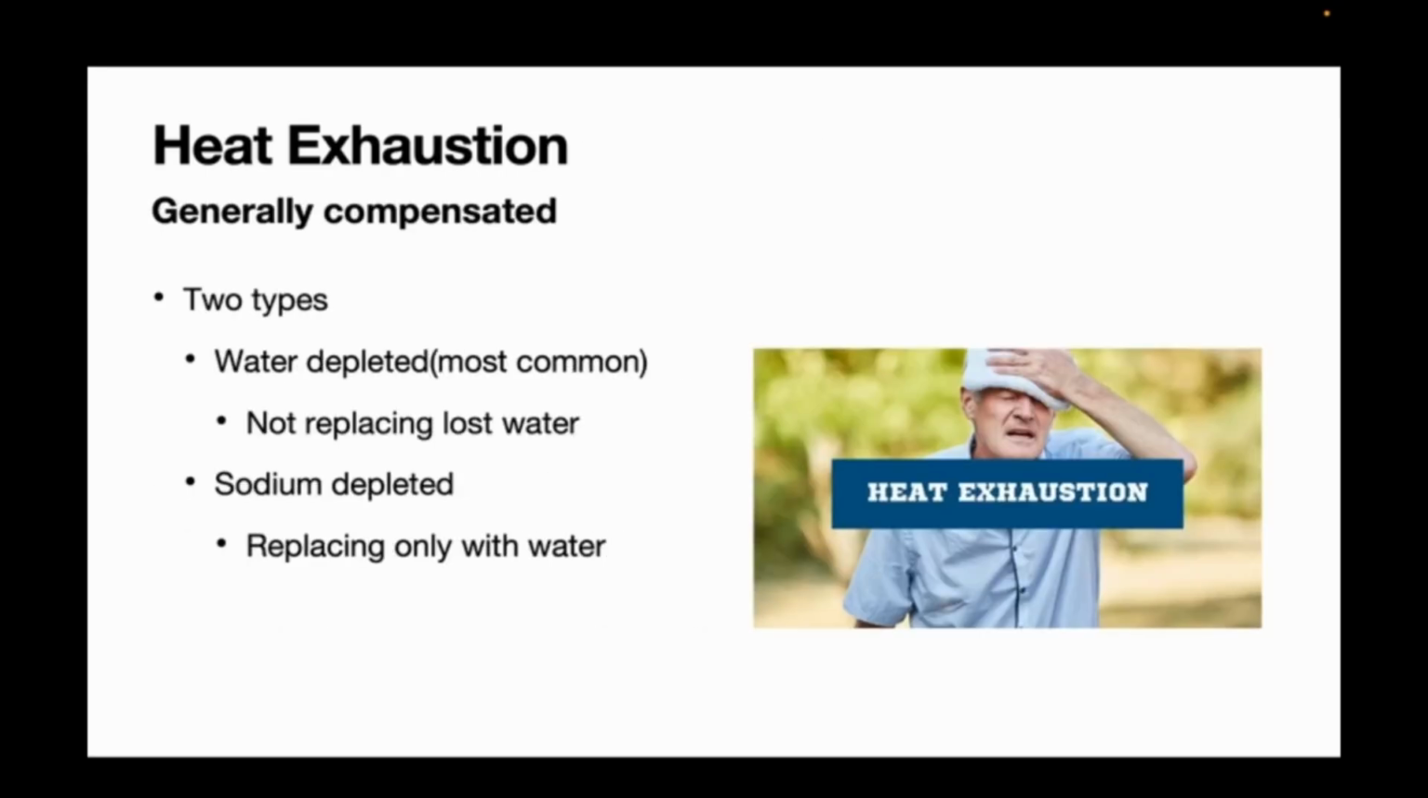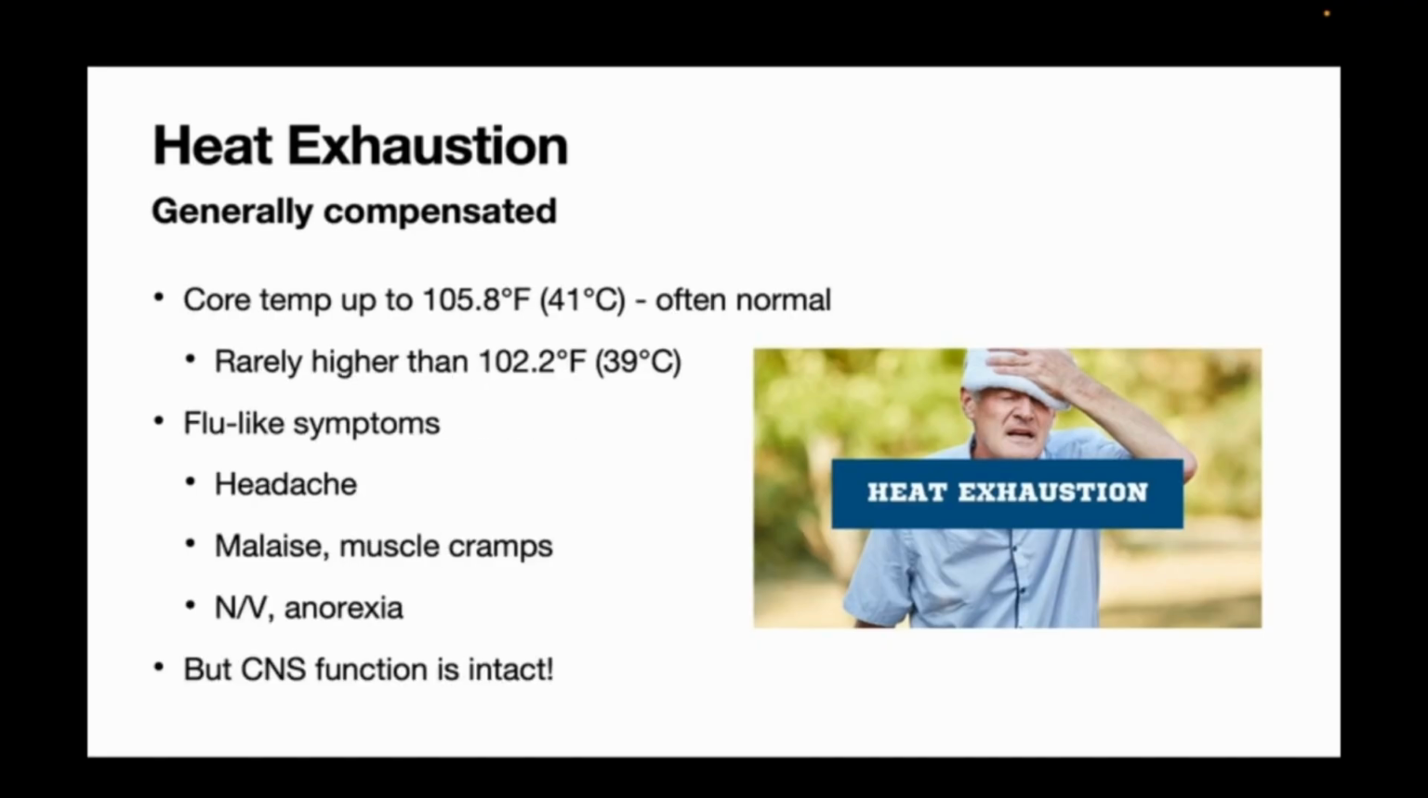So heat exhaustion, generally this is compensated. And there are two types. Water depleted, which is the most common, and that's someone who's just not replacing water adequately. And sodium depleted: they might be active and out there replacing their losses, but they're replacing it with water, and so they develop a sodium deficit. With heat exhaustion, a core temperature up to 105.8 is possible at the higher end, but they rarely get that high. They're typically more like 39 degrees Celsius as opposed to 41. But you can see that happening in heat exhaustion.